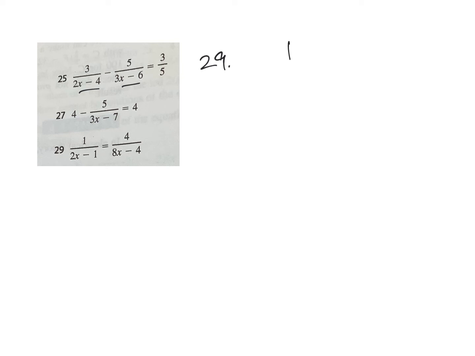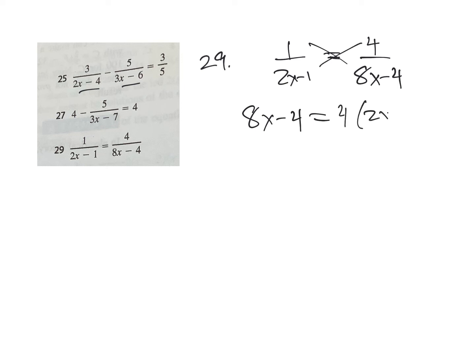29. 1 over 2x minus 1 and 4 over 8x minus 4. So hopefully you've learned your lesson. You have two fractions set equal to each other. Cross multiply. And that's 4 times the 2x minus 1. Don't forget to distribute. That's 8x minus 4. So 8x minus 4 is equal to 8x minus 4.